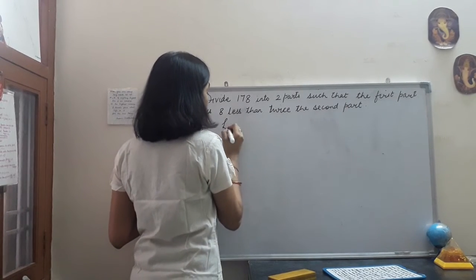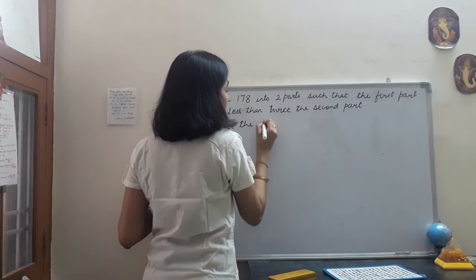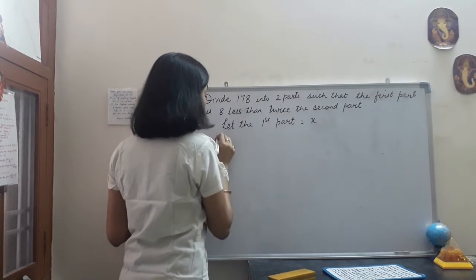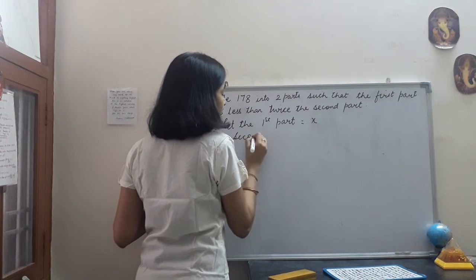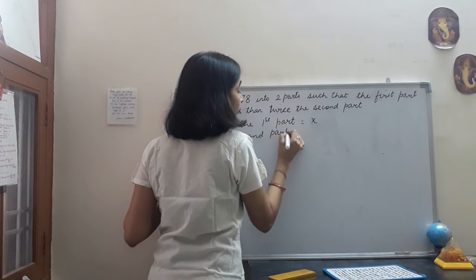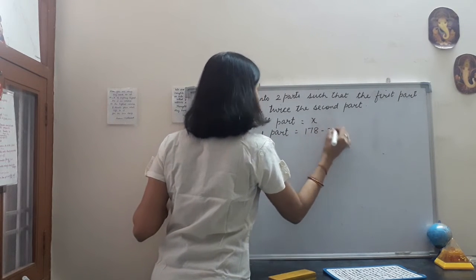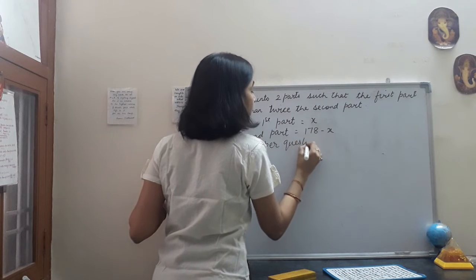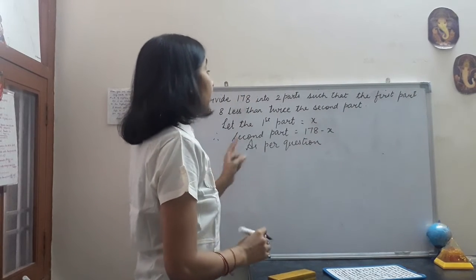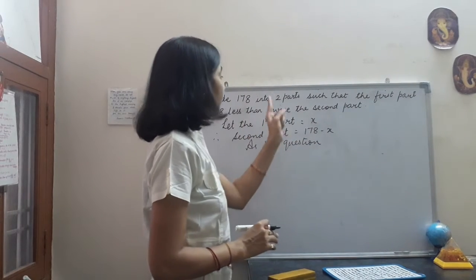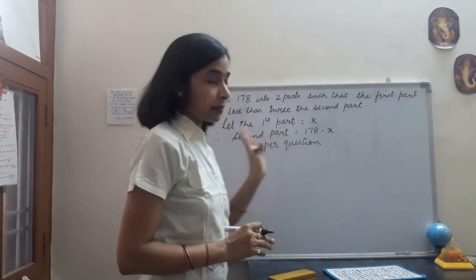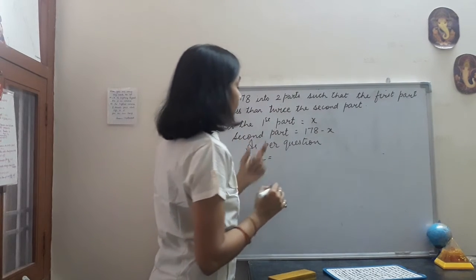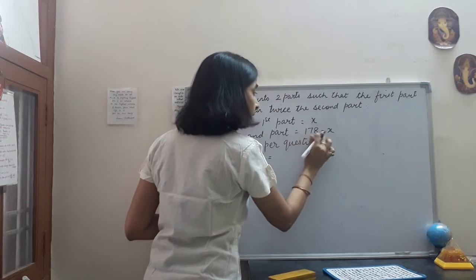So here let the first part be equal to x. Therefore what will be the second part? The second part is equal to 178 minus x. Now as per the question, what is the relation that is given to us? It is said that the first part is 8 less than twice the second part. The second part is 178 minus x.